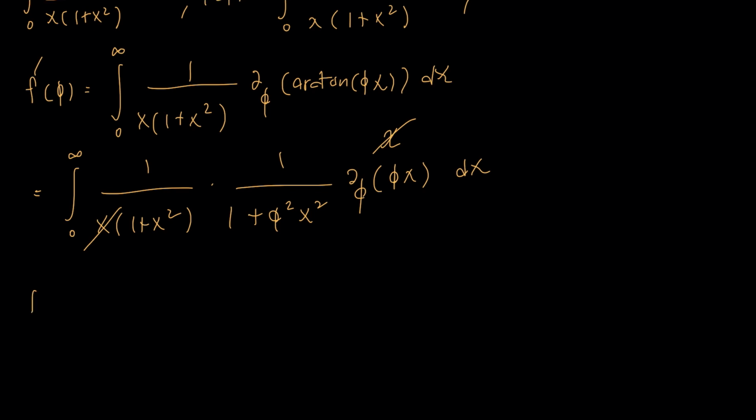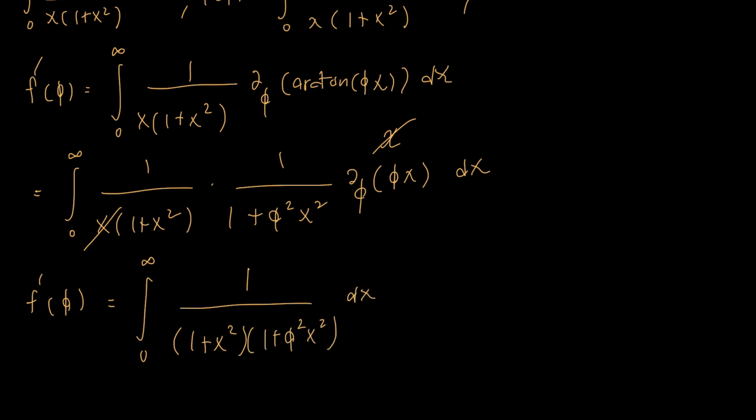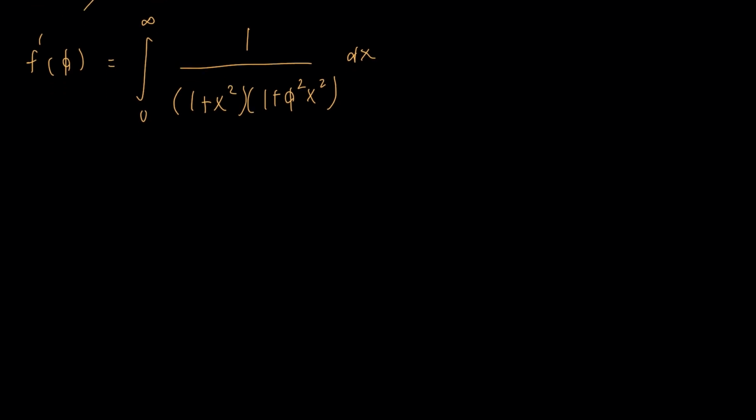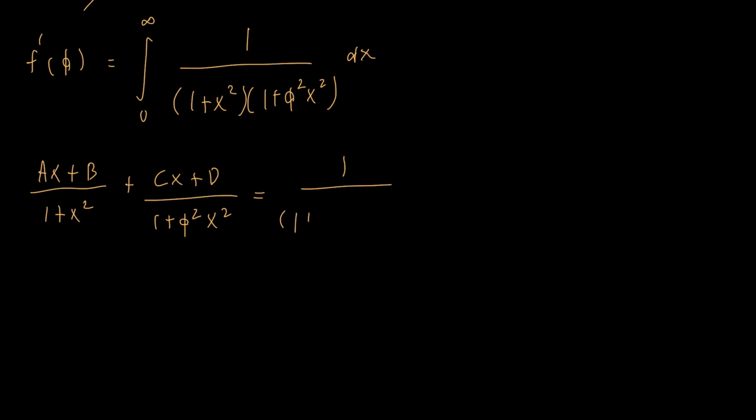So we are left with f prime of phi is the integral from 0 to infinity of 1 over 1 plus x squared times 1 plus phi squared x squared dx. And from here we'll use partial fractions. So we have ax plus b over 1 plus x squared, plus cx plus d divided by 1 plus phi squared x squared, is equal to 1 over 1 plus x squared times 1 plus phi squared x squared.